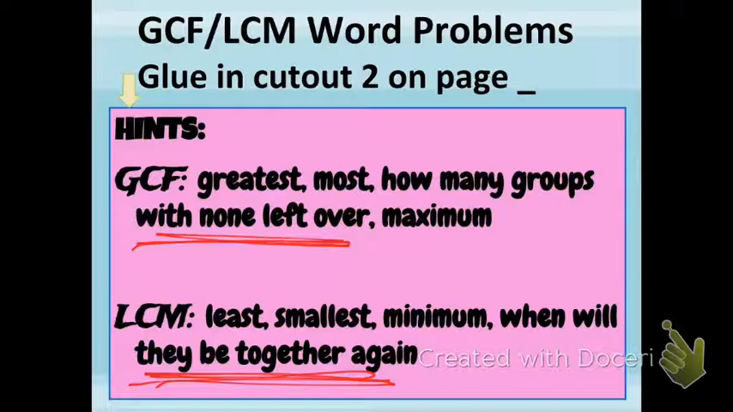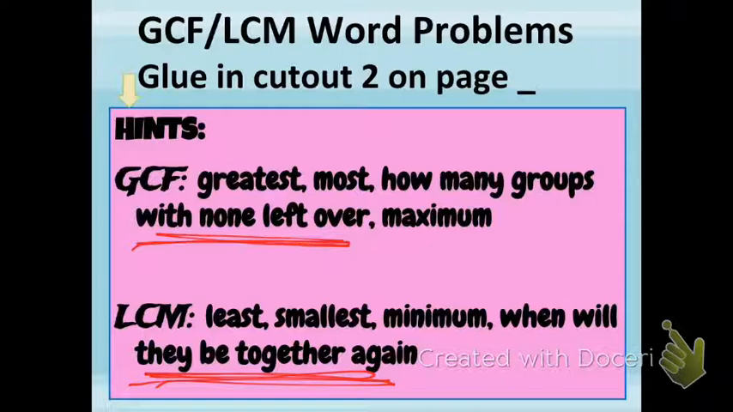Okay, and this may or may not help you. I remember it because LCM, together again. Kind of rhymes a little bit. Not entirely, but that helps me. So I want you to say it with me. LCM together again. LCM together again. Say it with me. LCM together again.